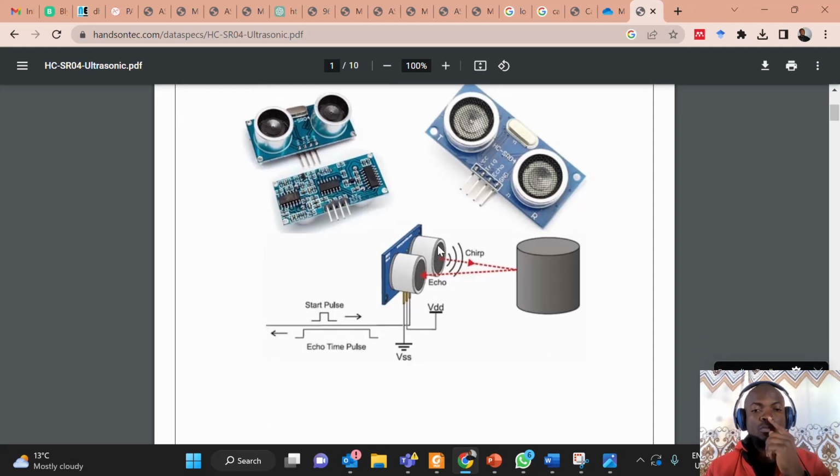So it has two transducers. One is the trigger and the other is the echo. What does the trigger do? When you supply a small pulse to the trigger, it sends out eight pulses of 40 kilohertz sound wave. When that sound hits an obstacle, the obstacle reflects the sound back to the echo pin. So the transmitter transmits the sound, while the echo transducer receives the sound back.